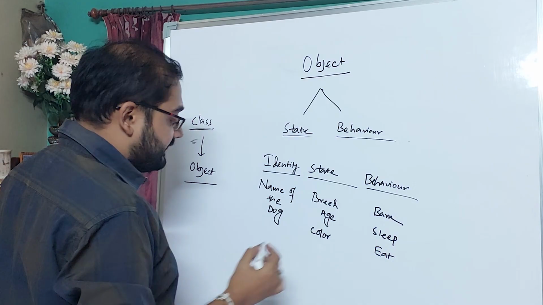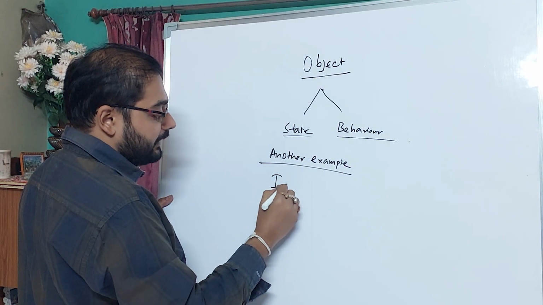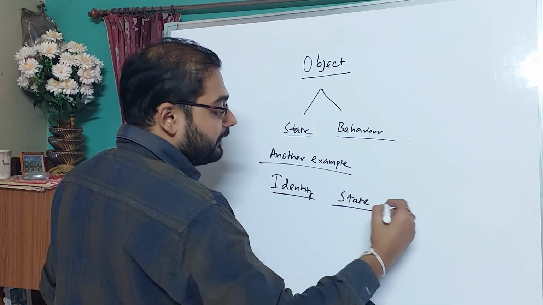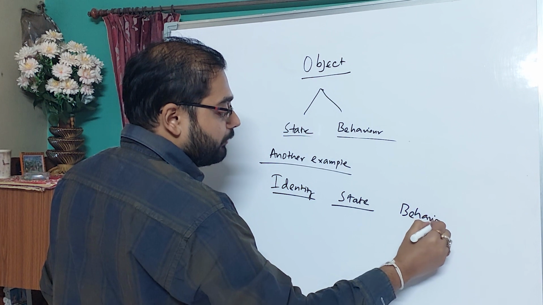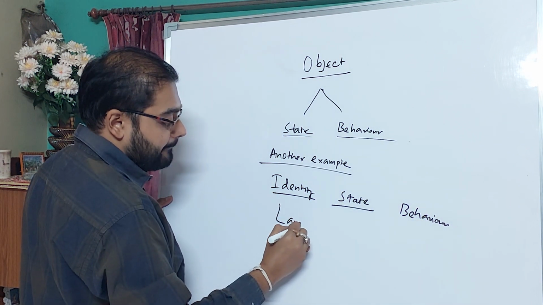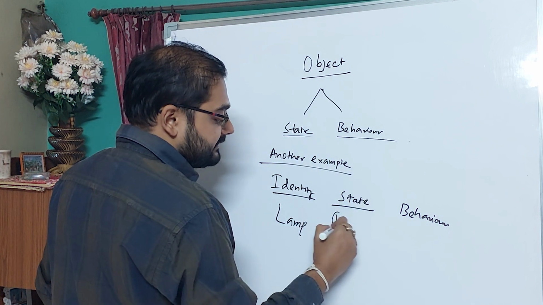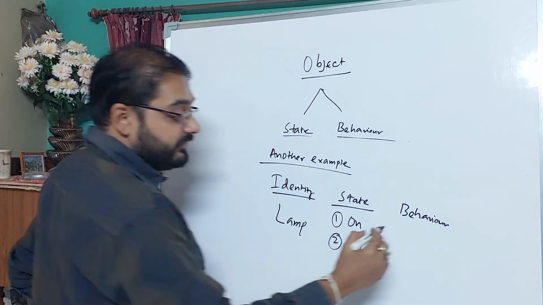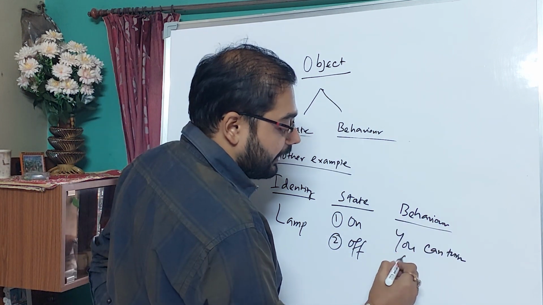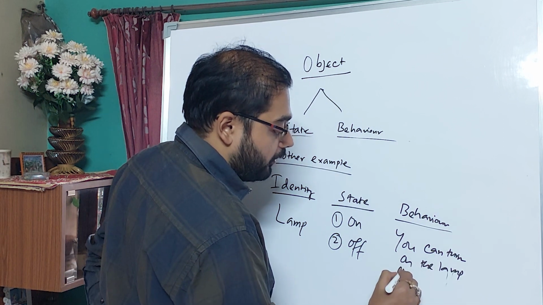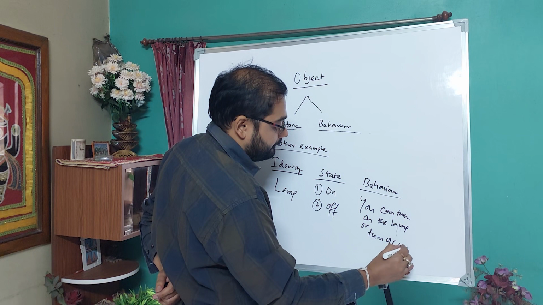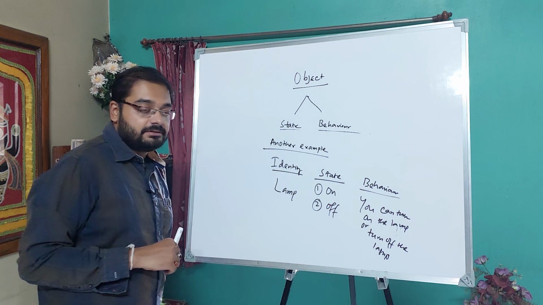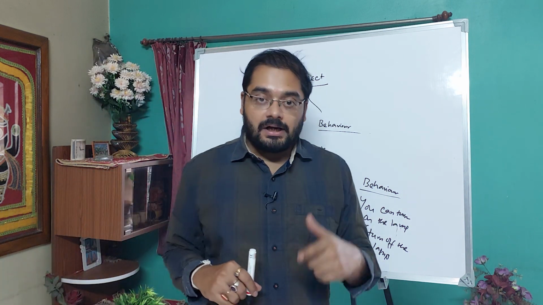Another example we can see here: first one is identity, the second one is state, and the third one is behavior. So what is the example? The example is a lamp. Lamp has only two states, number 1 on and number 2 off. And the behavior: you can turn on the lamp or turn off the lamp. These are the two main examples of the object. Object is found from class.